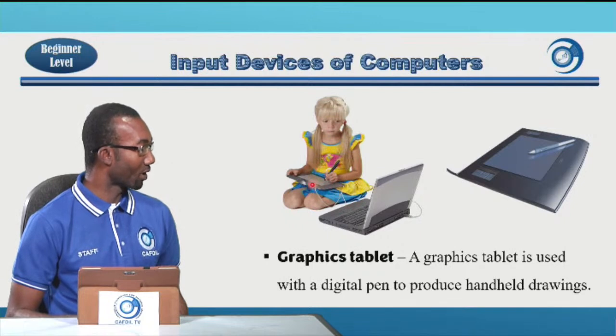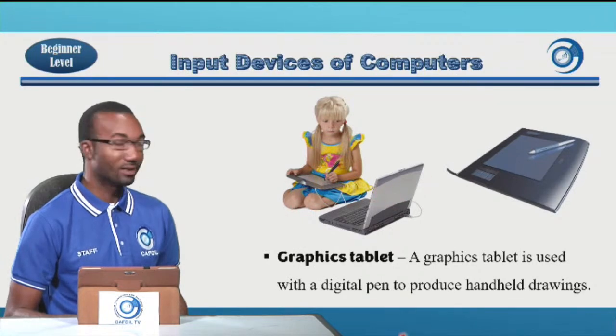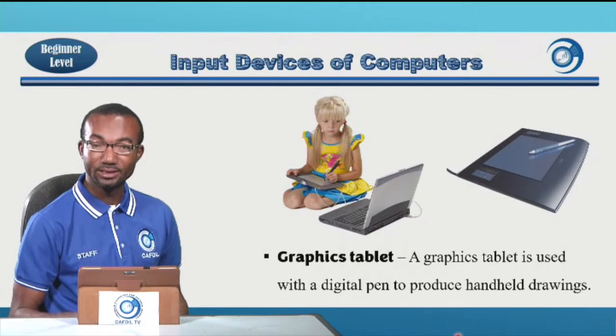So you draw, you connect the graphics tablet to your computer system. You see the connection, you see the cable here, connected to the graphics tablet. And then if it connects, you use the digital pen to draw on the graphics tablet, this area, and then the drawing will appear on your screen as a computer generated drawing. That is how it works.